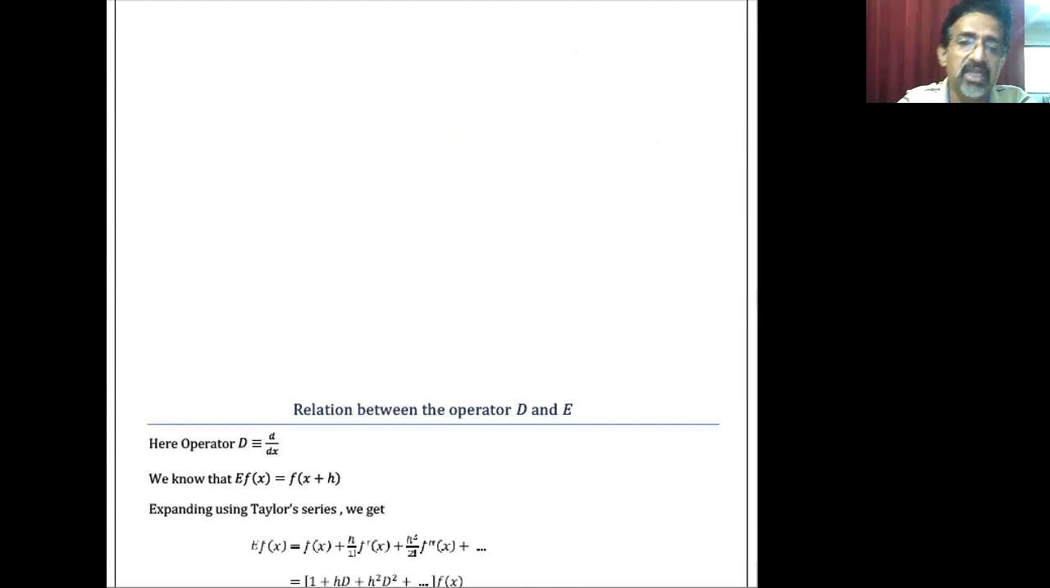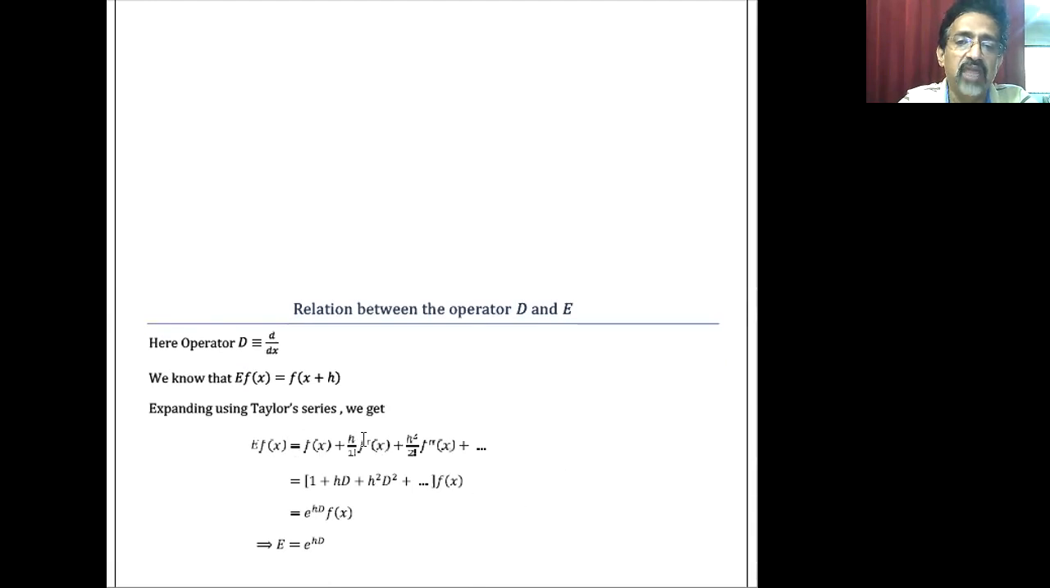D is d by dx. See, you know, f of x plus h, by Taylor series, I can expand as f of x plus h by 1 factorial times f dash x plus h squared by 2 factorial times f double dash x, and so on. So that means it is 1 plus h into D, where f dash x I write as D of fx. As in the case of differential equations, I replace d by dx, d squared y by dx squared as D squared, like that. If I make use of such notations, I can write this as what?